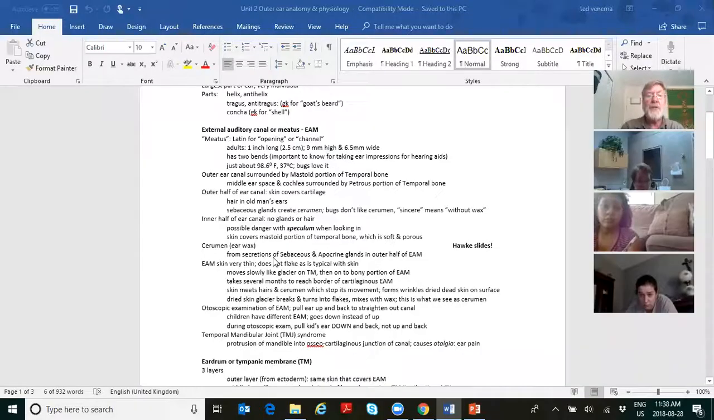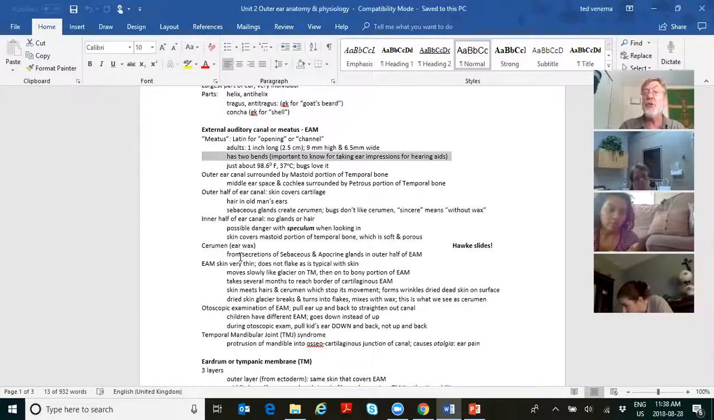All right. Now, the outer meatus, the ear canal, you'll see what I'm graying out here, has 2 bends. Important to know for taking ear impressions for hearing aids. Okay? You will be taking ear mold impressions for the shape of hearing aids. So you need to understand that the outer ear canal is shaped like a dog's leg. It has 2 bends in it.